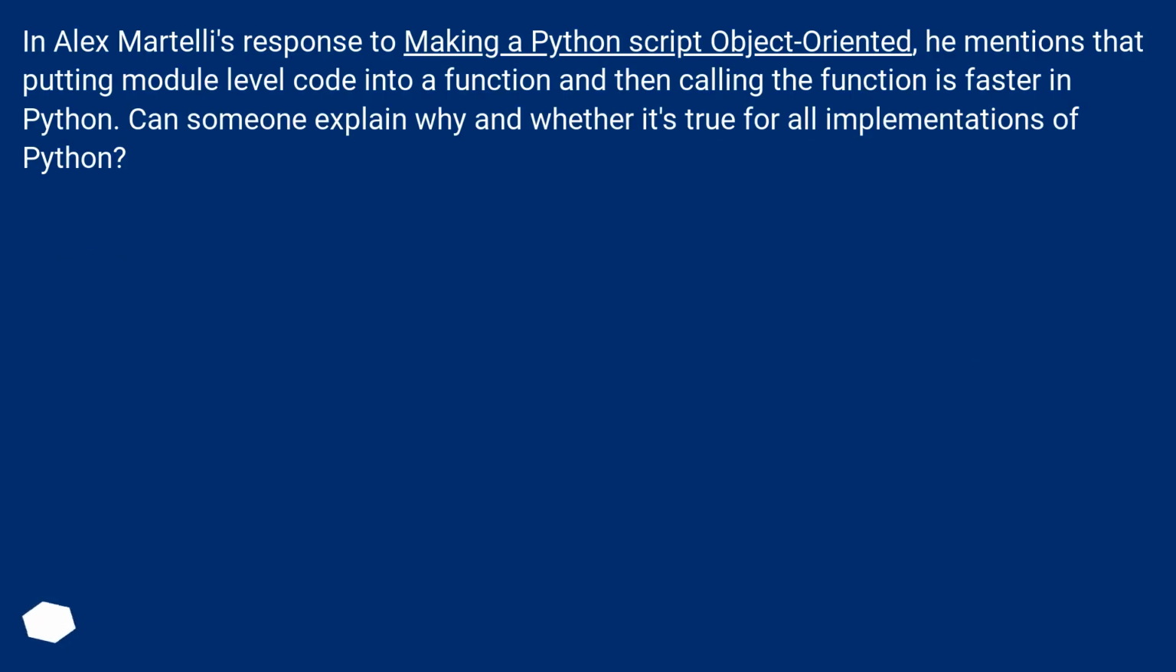In Alex Martelli's response to making a Python script object-oriented, he mentions that putting module level code into a function and then calling the function is faster in Python. Can someone explain why, and whether it's true for all implementations of Python?